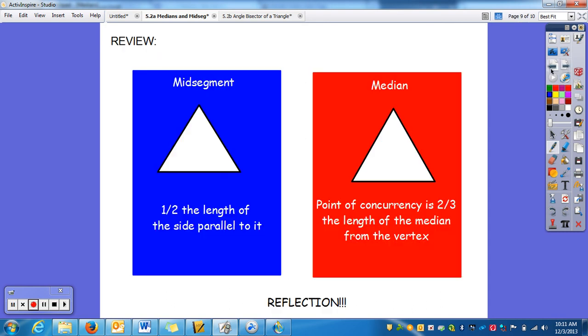Alright, to review, remember, both of these use midpoints. Let me do a different color so you can see it. The mid-segment goes from midpoint to midpoint on the sides, and it's half the length of the side it's parallel to. And then the median goes from the vertex to the midpoint. And then your theorem: this is 2/3 the length of the entire thing, and this is 1/3. Or this is double the length of that.